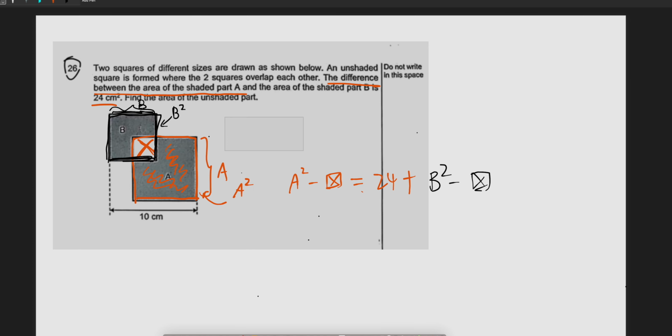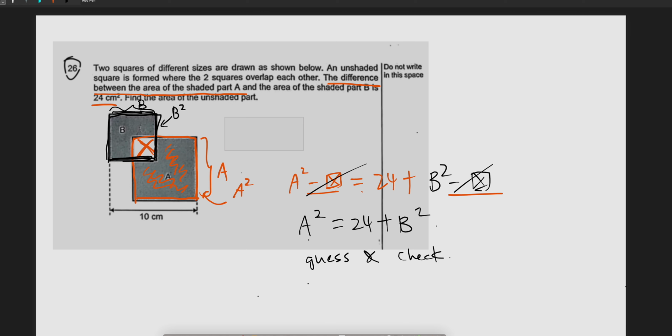So if you look at this, you have minus the unshaded square, and then you also have minus the unshaded square. So therefore you can delete this, and what you have is actually A square is equal to 24 plus B square. For this question, there is a trick for us to learn: we have to use guess and check. Why do we need to use guess and check?